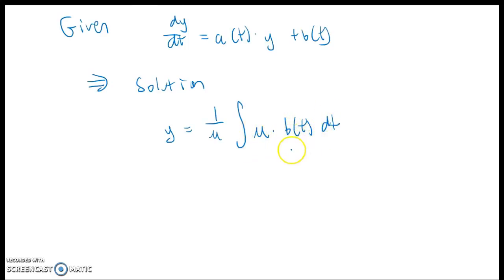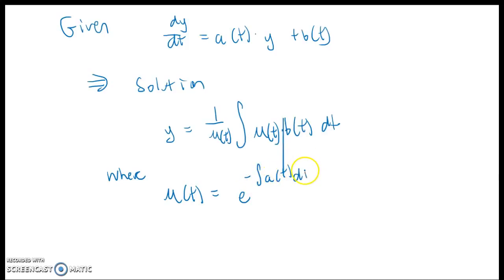I could just say mu times b because we decided instead of writing mu of t each time, we just write mu. Again, mu is not a constant. Mu is a function of time. So if we're going to use t's, I suppose we should use them everywhere. Where, before you actually try to compute this, you must compute mu of t, which is equal to that derivation, e to the negative integral of a of t dt. So we have our first thing we need to compute, and then we can finally compute the solution.